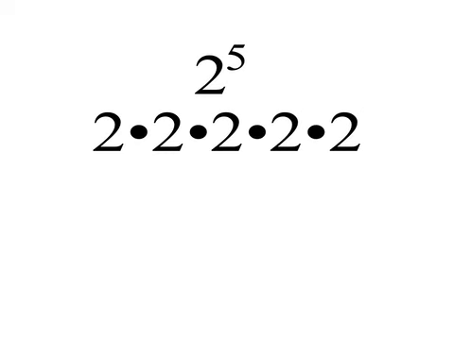Here's 2 to the fifth power, which means 2 times itself 5 times. We multiply it out. 2 times 2 is 4. 4 times the third 2 is 8. 8 times the fourth 2 is 16. And 16 times the fifth 2 is 32.